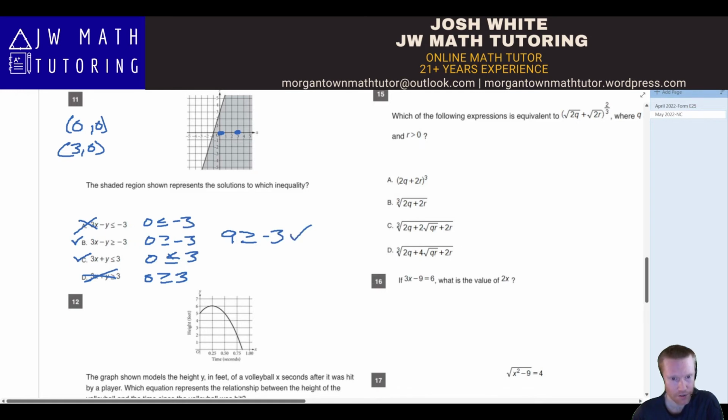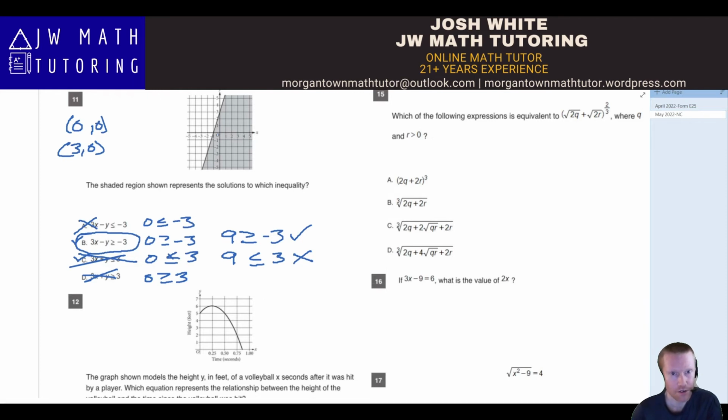Okay, that checks. Now let's plug it into the next one. 3 times 3 is 9. 9 plus 0 is 9. 9 less than or equal to 3. Does that work? No, it does not. So therefore, now we can eliminate this, and the answer is going to be letter B. So that's one method to solve this.